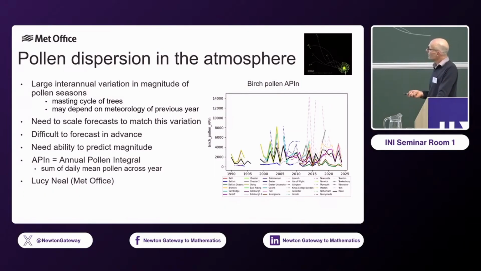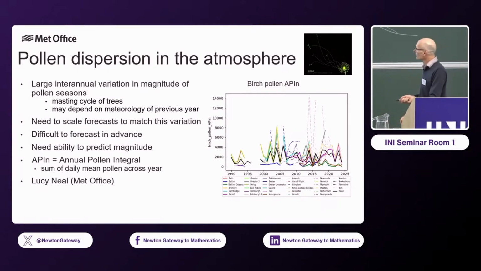But we're going to use a number of different machine learning techniques to see whether we can get an estimate of this year's pollen release based on the previous year's meteorology. Here you can see the variation in the amount of pollen release. This is from a number of different measuring sites. You can see there's often a biennial structure, but even then it varies significantly from one year to the next.